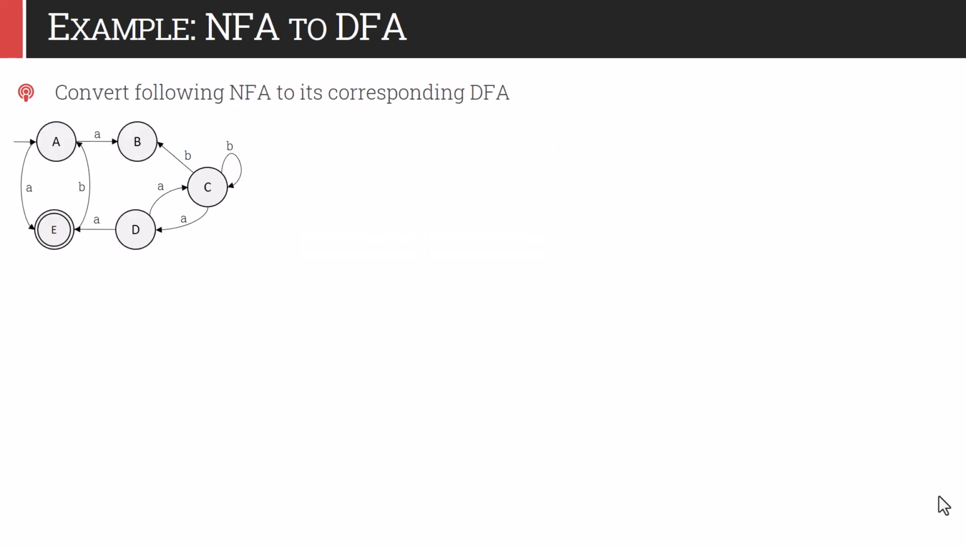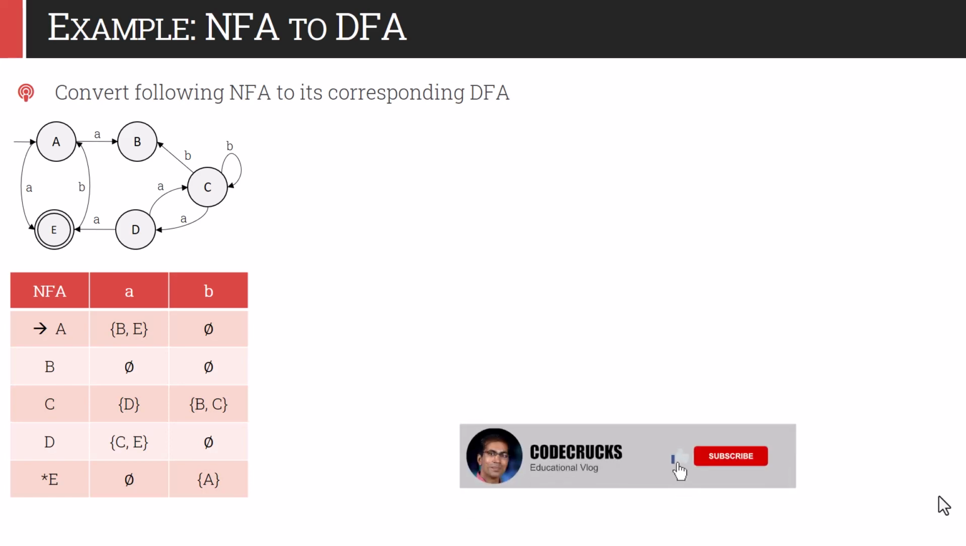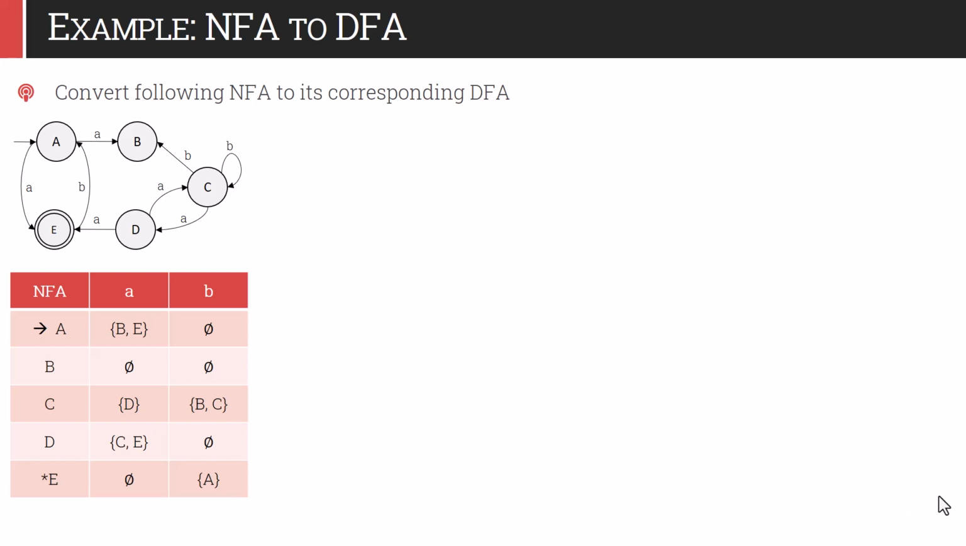So let us try to understand it by example. Suppose this is the NFA that we need to convert it into DFA. So let us first derive transition table for that. So that is pretty simple. In first column, we will be writing all the states. Initial state we will label with arrow, and final state we will label with the star. And we can note down appropriate transitions for each input alphabets A and B in remaining columns.